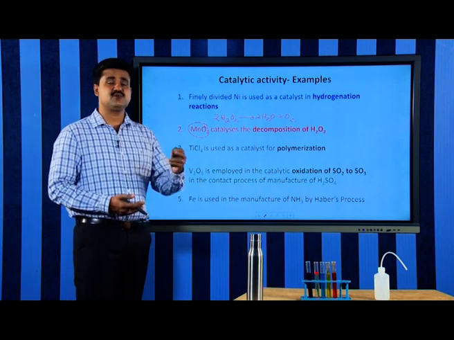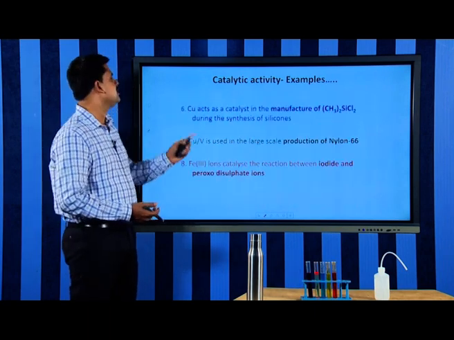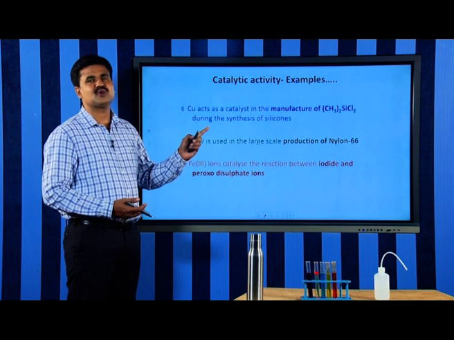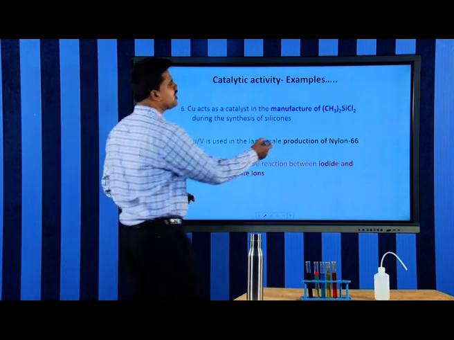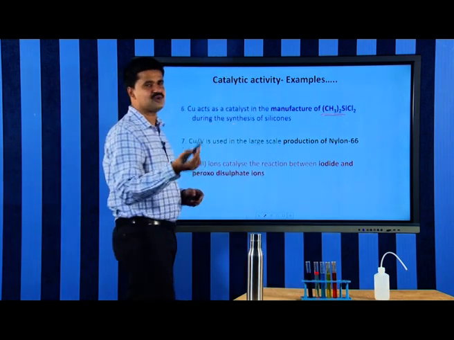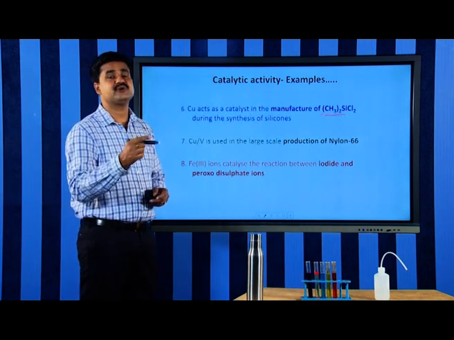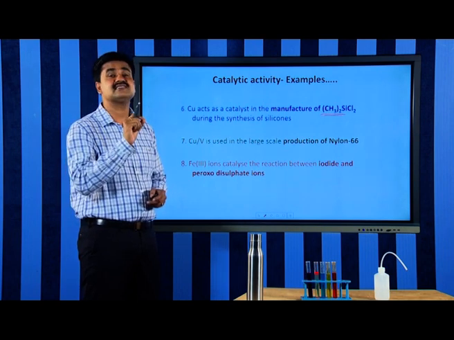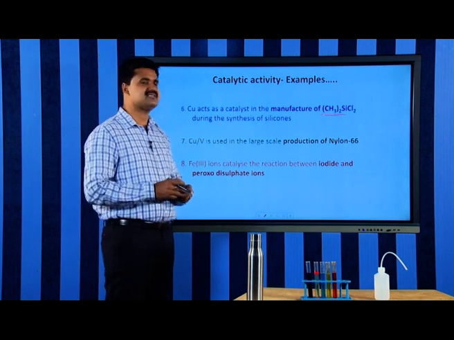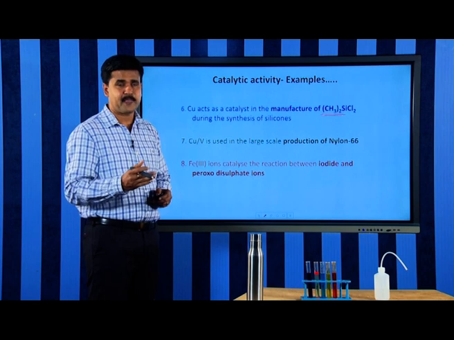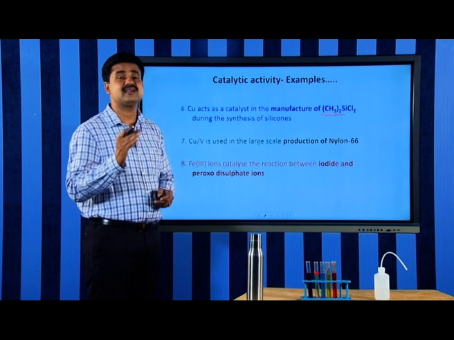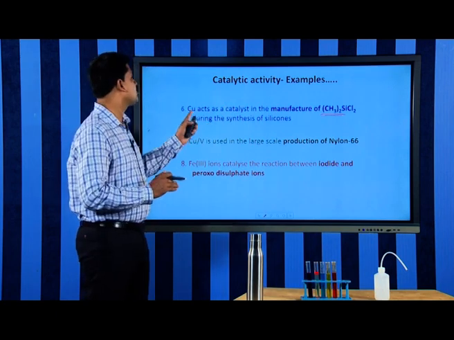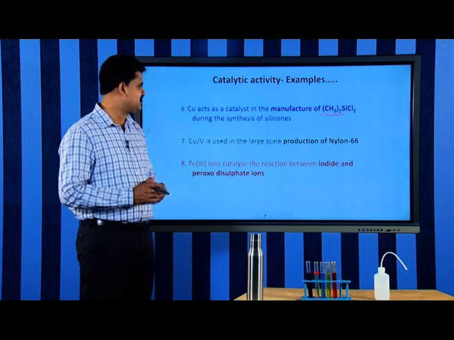Iron is used as catalyst in Haber process. Copper acts as a catalyst in the manufacture of dichlorodimethylsilane. Dichlorodimethylsilane on hydrolysis and polycondensation produces linear organosilicon polymers called silicones. So, this (CH3)2SiCl2 is a very useful compound for the preparation of organosilicon polymers. For preparing that (CH3)2SiCl2, copper metal can be used as a catalyst.